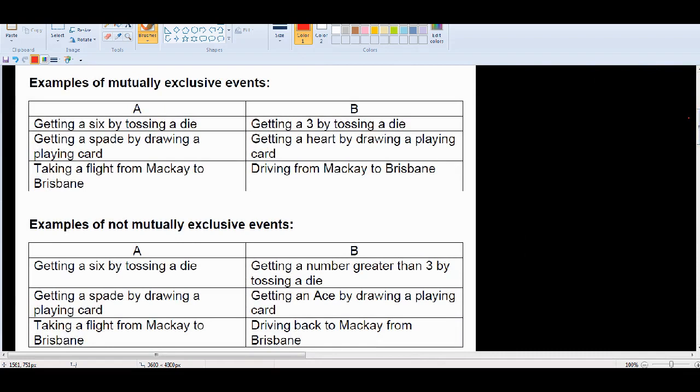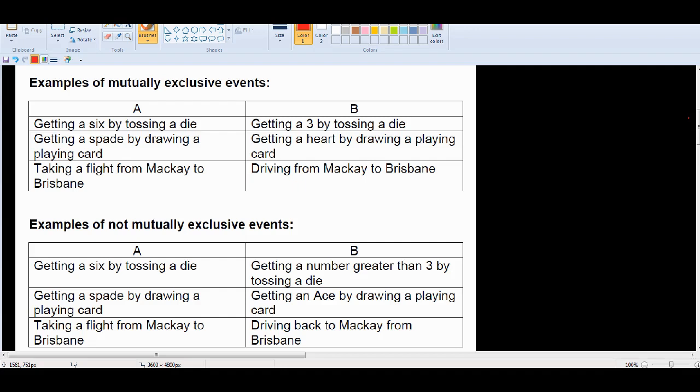Okay, let me give you some examples of mutually exclusive events. For example, A getting a 6 by tossing a die, and B getting a 3 by tossing a die. When you get 6, that means you can't get 3. You can't get both at the same time for one toss, right? Getting a spade and getting a heart: spade and heart belong to different suits of playing cards, so when you draw just one card, you can't get different suits.